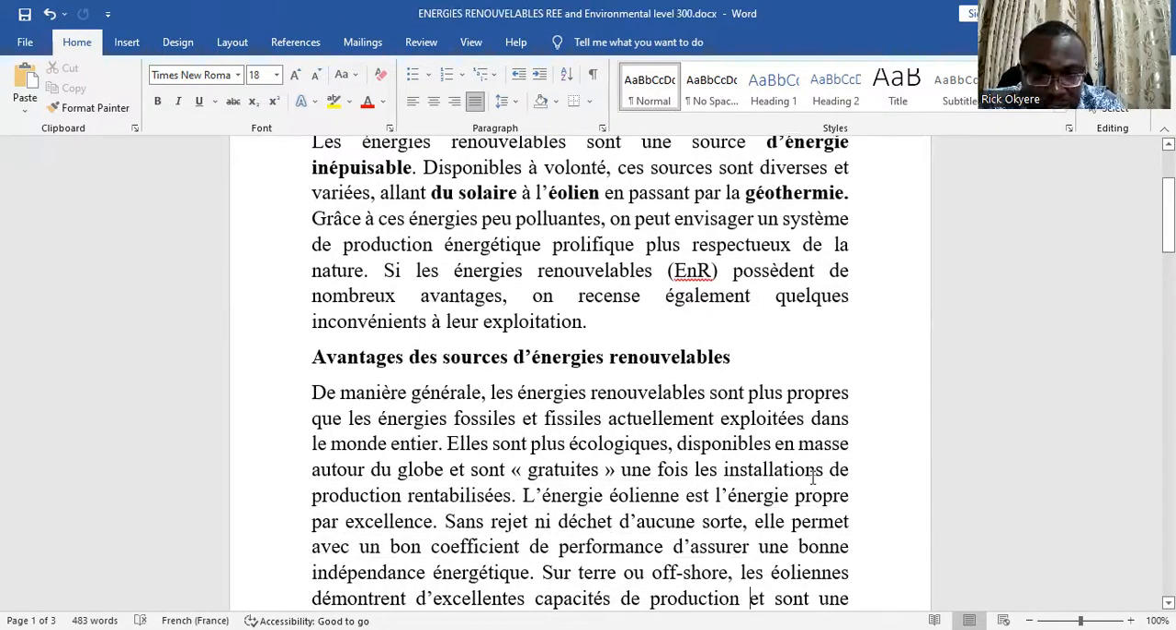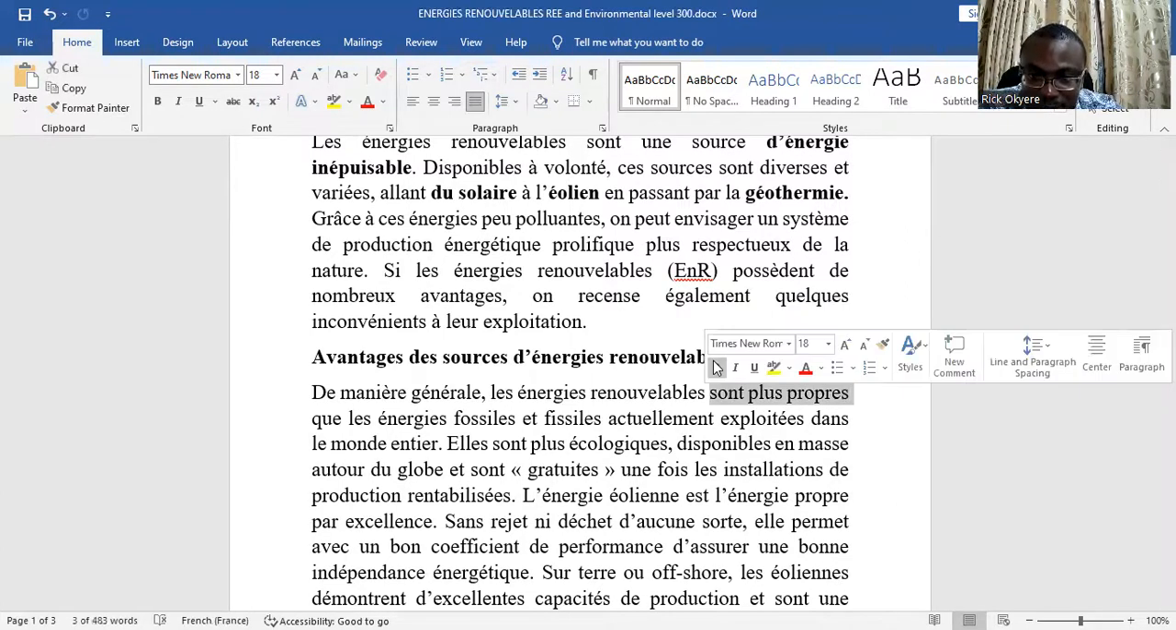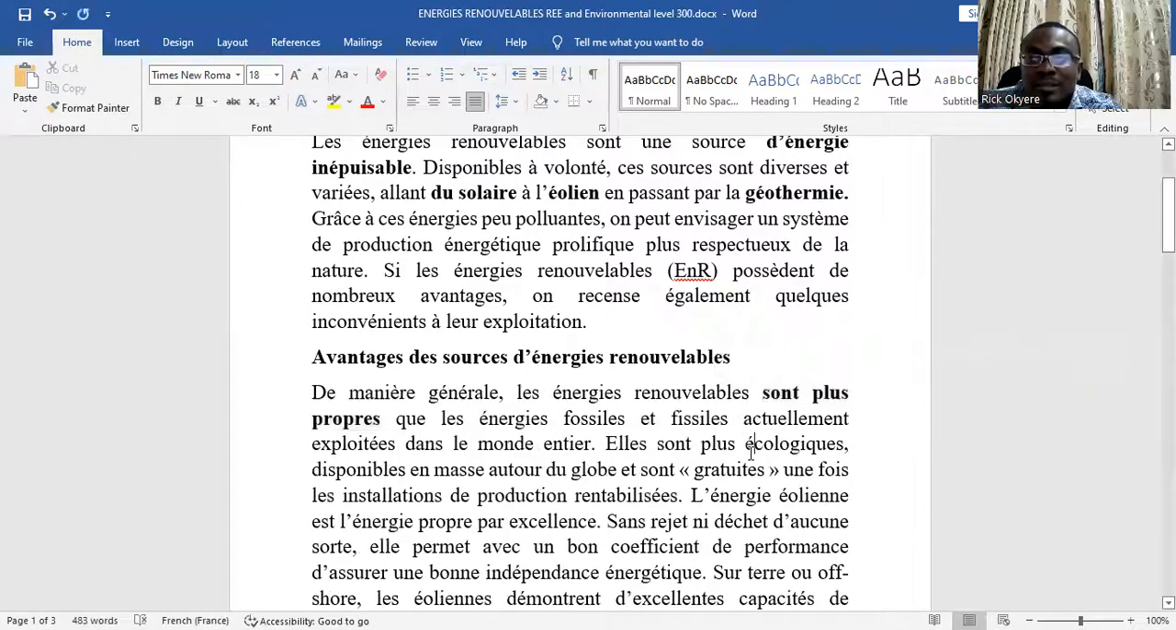Let's look at some of the advantages. De manière générale, les énergies renouvelables sont plus propres. They are clean. Okay, they are very clean energies. By clean energies, they don't give off a lot of pollutants. Donc de manière générale, les énergies renouvelables sont plus propres que les énergies fossiles.